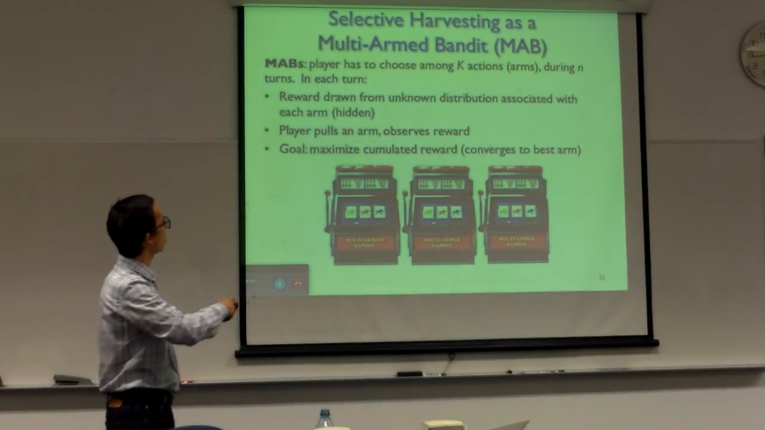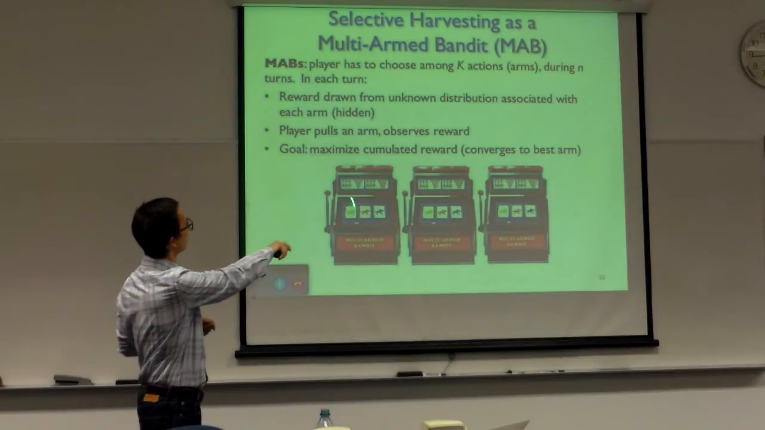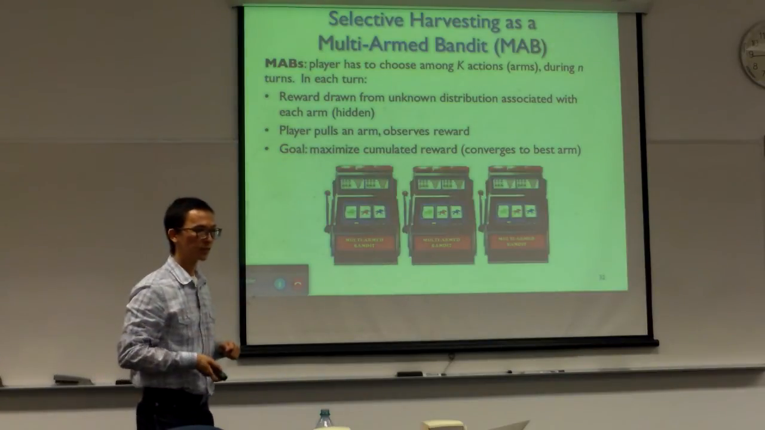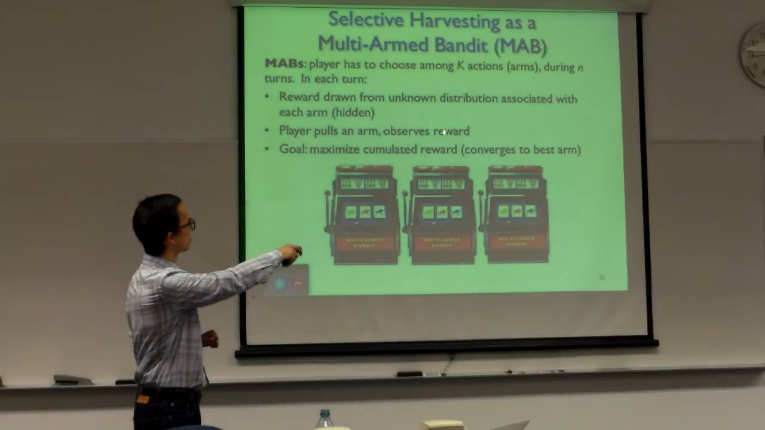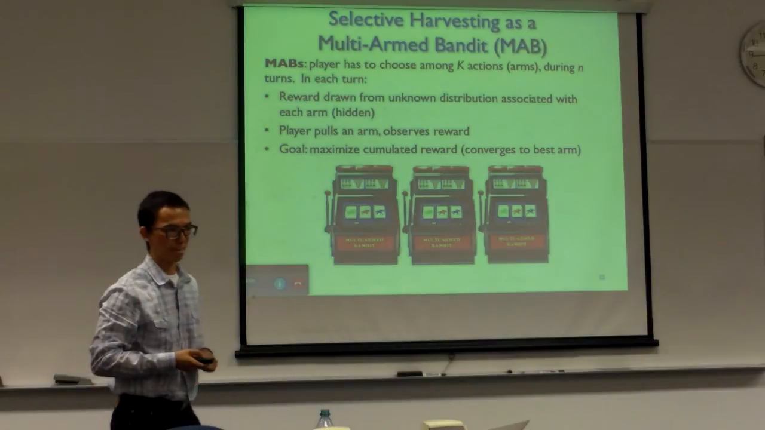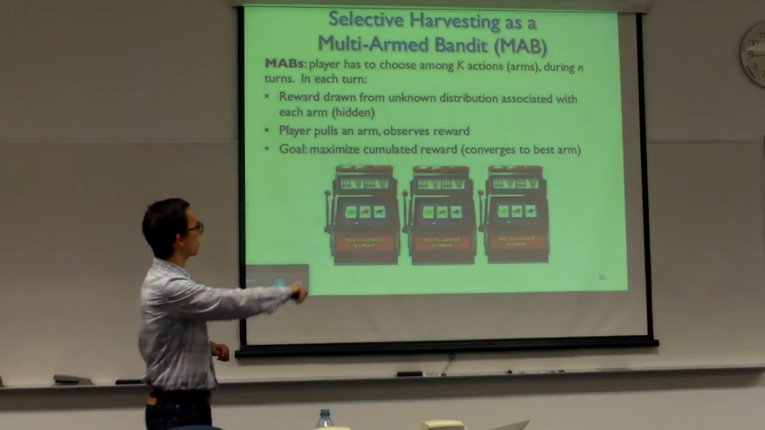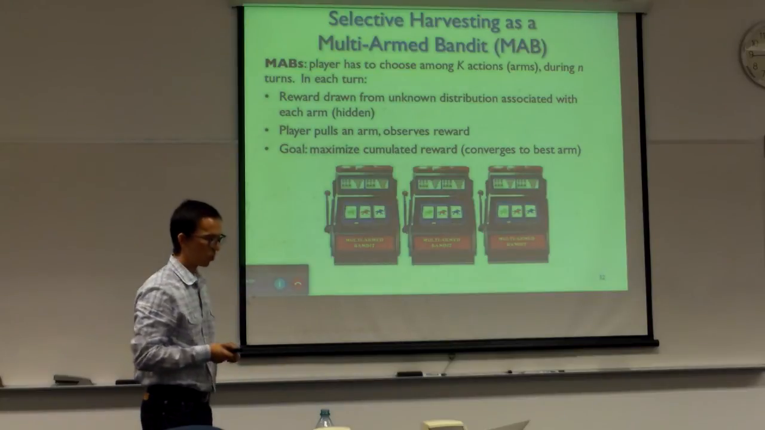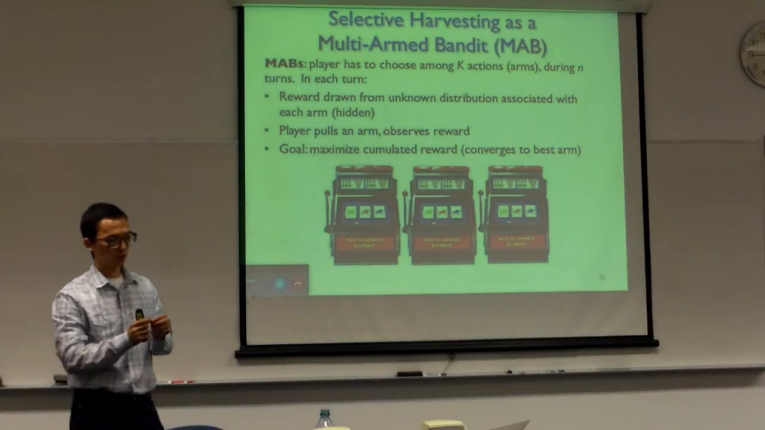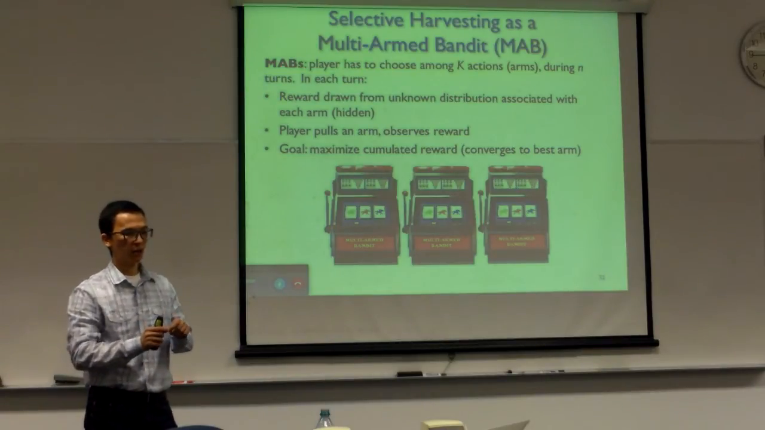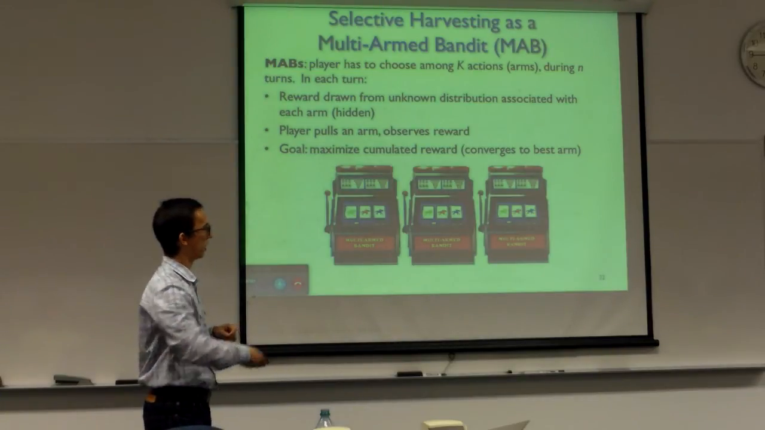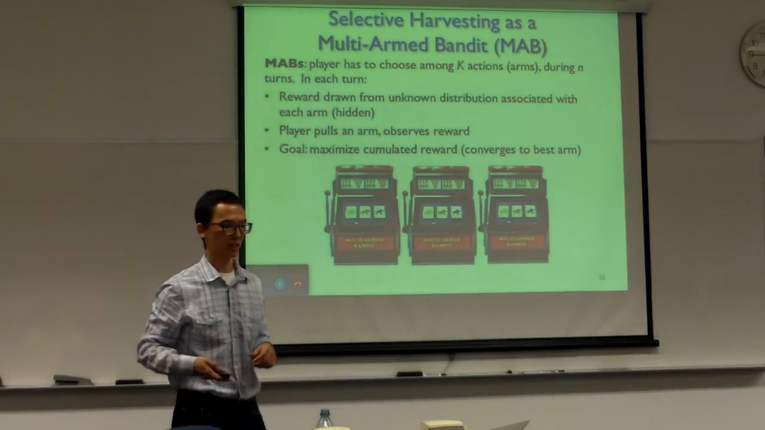So in each turn, nature draws a reward from the unknown distribution associated with each arm, and that reward is kept hidden from the player. The player pulls an arm, and then observes the reward associated with that arm. The player's goal is to maximize the accumulated reward, right? And so if you think of the case where these rewards are IID draws from the reward distribution, then the player's goal is to learn which arm has the largest expected reward. Okay, and so in some sense he wants to converge to the best arm.